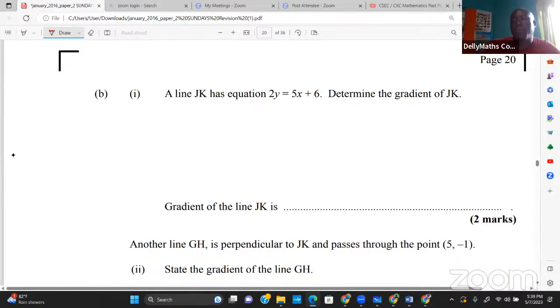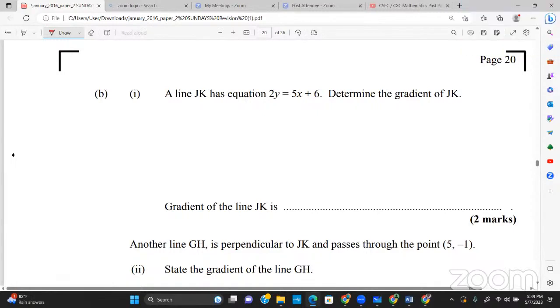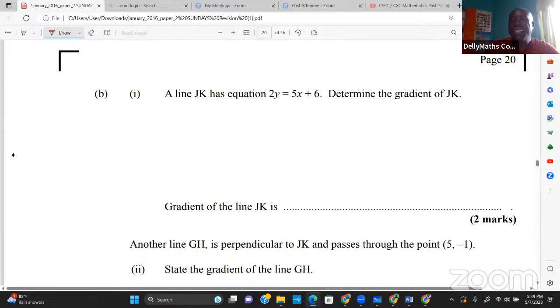Now, if you're going to determine the gradient of a line, please ensure that y is alone. Put it in the form y is equal to mx plus c. So in other words, I have 2y, which is equal to 5x plus 6. I'm going to divide by 2.